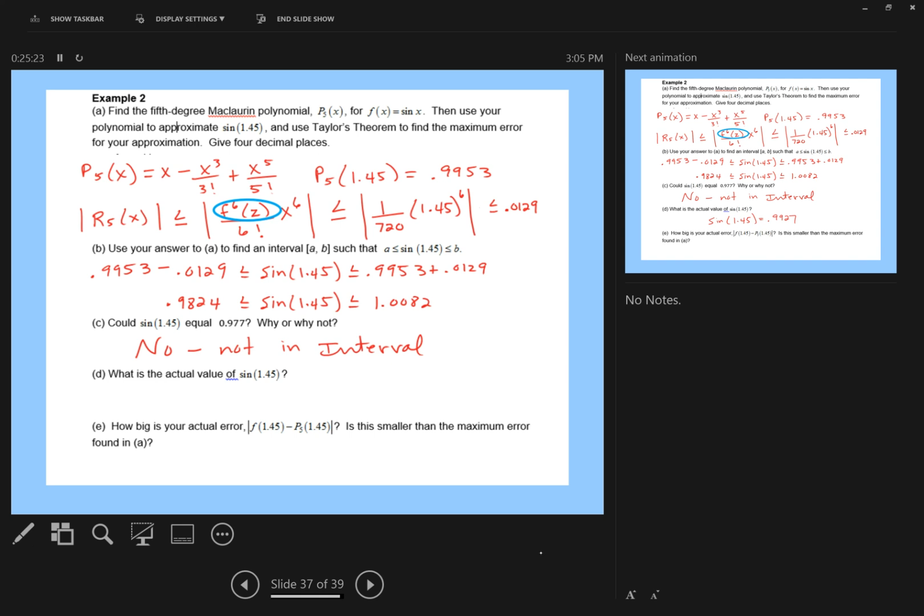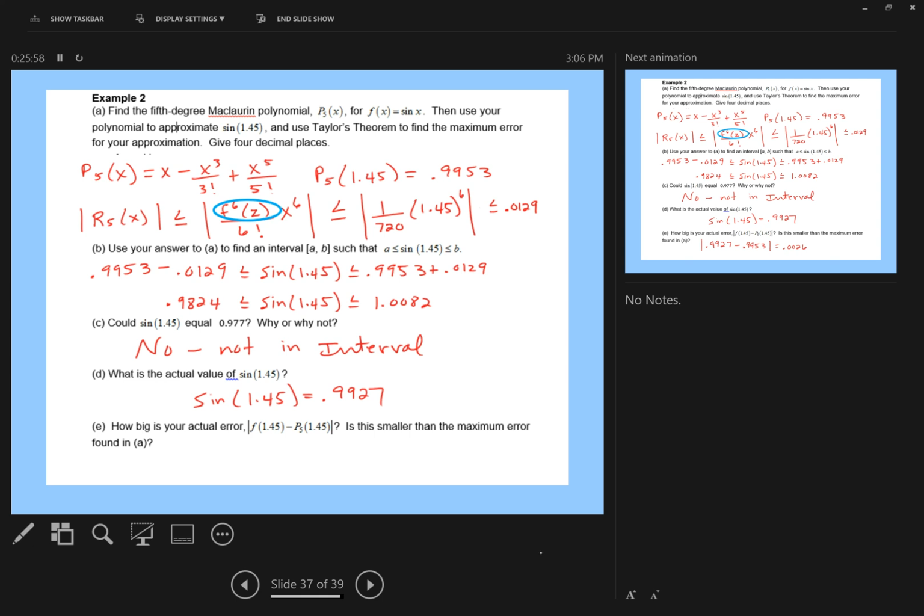So when I said the sine of 1.45 was between those two, I was doing it based on my estimate with my fifth degree, right? But now it says, what is the actual value of sine of 1.45? How do I know what the actual value is? I would just, on my calculator, do sine of 1.45, and I would get 0.9927. This is just for us to think about, but the next part would be, and so I was leading you there.